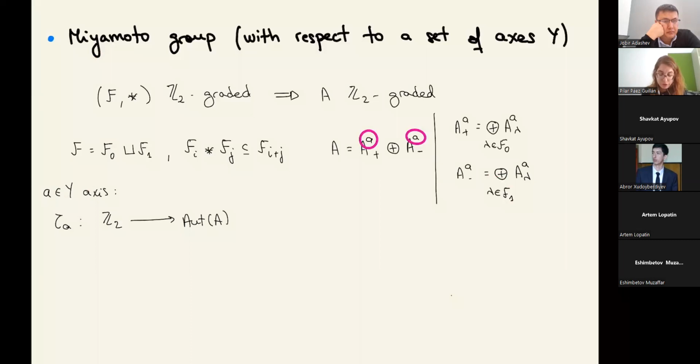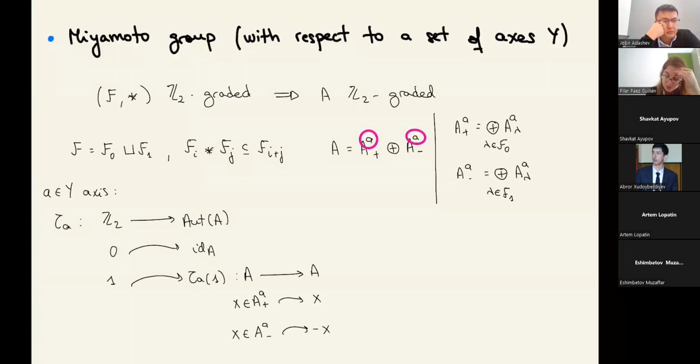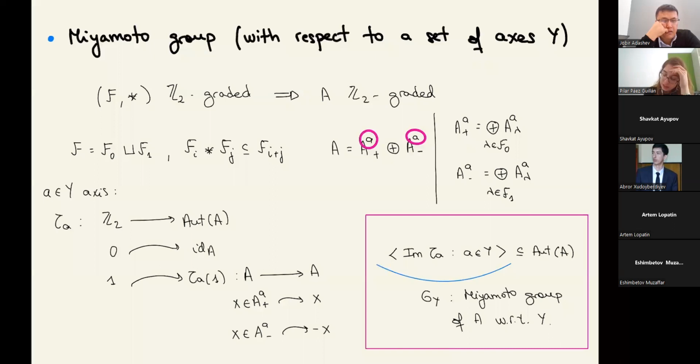For any of these axes in Y, we are going to define a homomorphism between Z2 and the group of automorphisms of A. The 0 is going to go to the identity of A, and the 1 is an automorphism defined in this way: the elements in the positive part of my algebra remain invariant, and the elements in the negative part, we just change the sign. And then of course we extend this linearly. Then if I consider all the images of all these tau sub a homomorphisms for all the axes in this set Y, and I consider the subgroup that these generate inside the automorphisms of A, this is what we call the Miyamoto group of A with respect to Y.